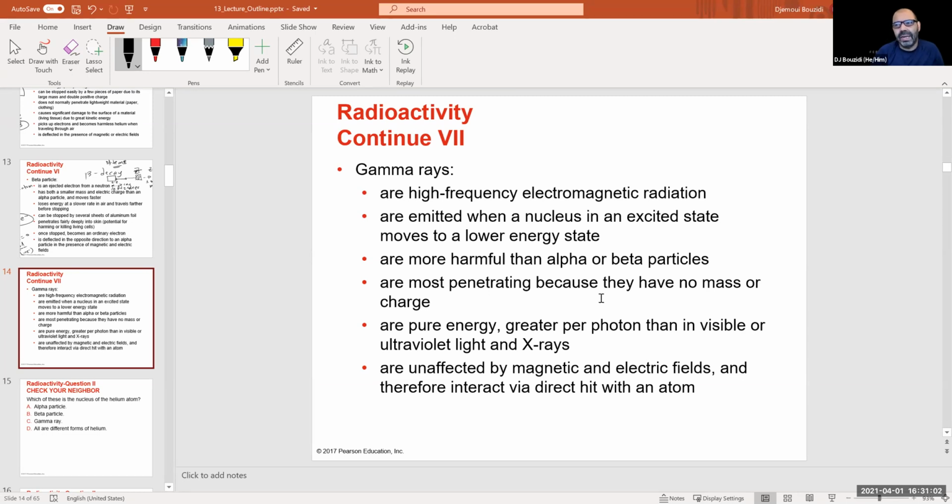Are unaffected by magnetic and electric field and therefore interact via direct hit with an atom. So when they go through a material, an electron does not do anything to them. So an electron is not going to absorb a gamma ray and move around up and down because it's too much energy for it, and it's not the energy that is going to correspond to any energy level transition for it. So it's going to go straight to the nucleus and affect the nucleus. That is where it's going to be absorbed. So it's really a very, very high energetic thing that can cause a lot of damage if it's absorbed by the nucleus.